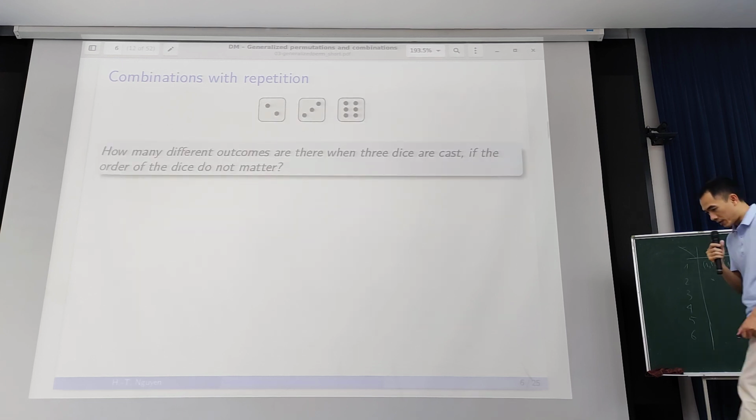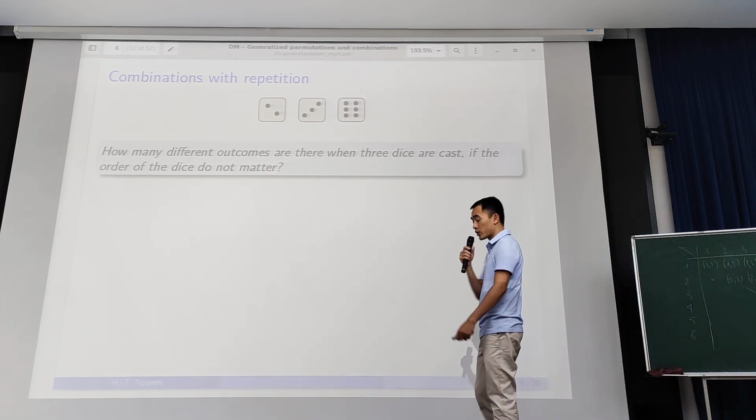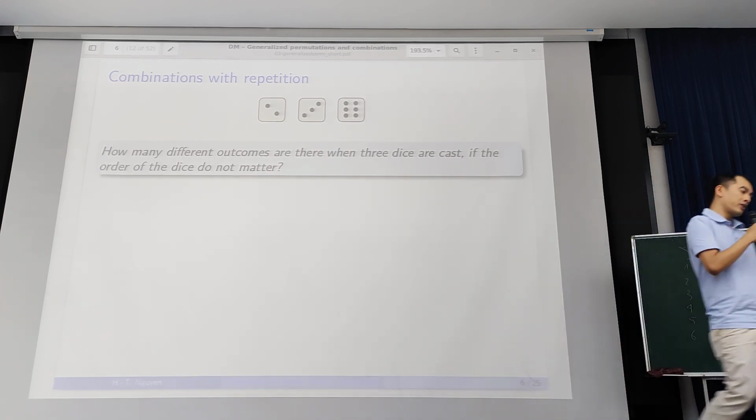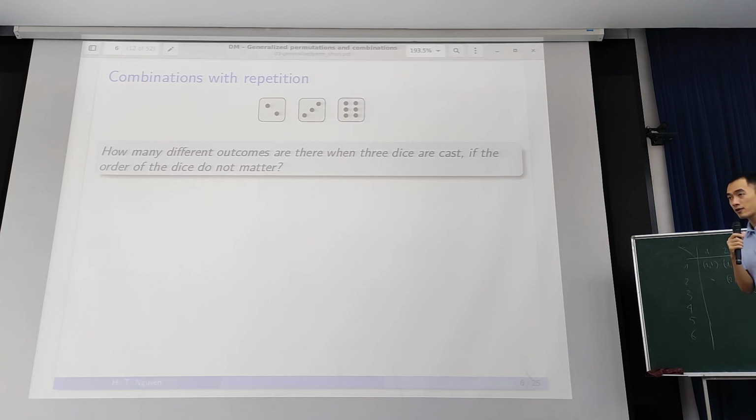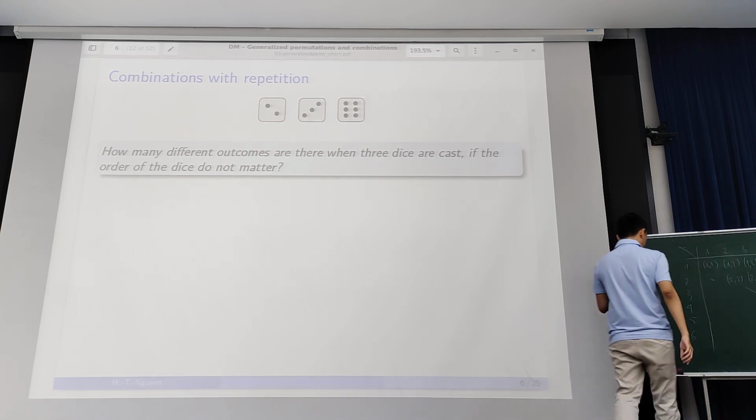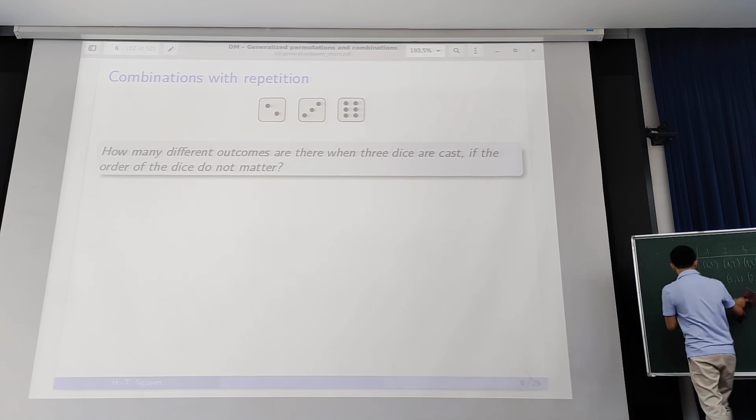Okay? So now what about the case if we increase the number of possibilities a little bit? So now instead of 2 dice, you have 3 dice. So the question remains the same, except that we have an additional throw. So how many different outcomes are there? You can try the previous method, and you will see that it will be more difficult. If you try to list all the possibilities, then it becomes complicated very, very fast.